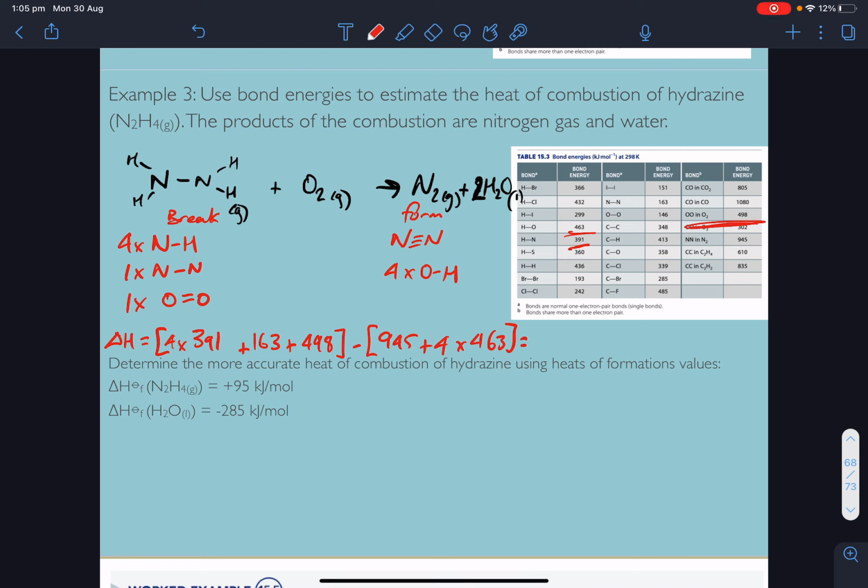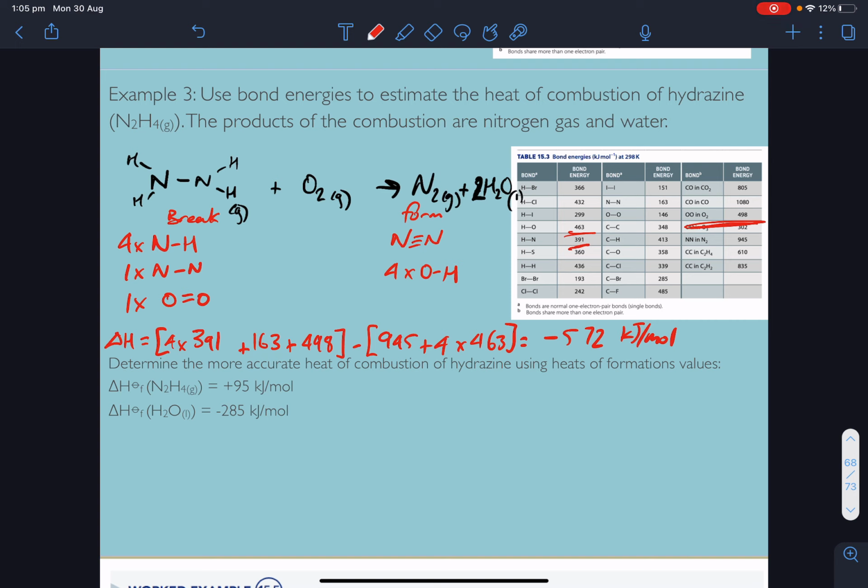Put it in our calculator. 4 times 391 plus 163 plus 498 minus 945 minus 4 times 463. Negative 572 kilojoules per mole is my estimate from bond energies.